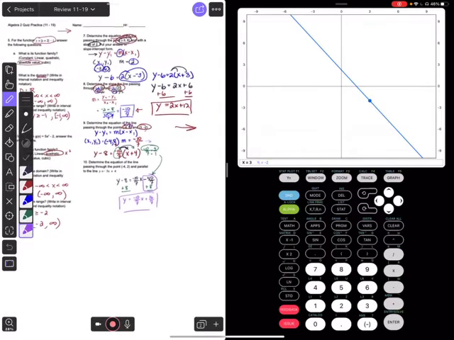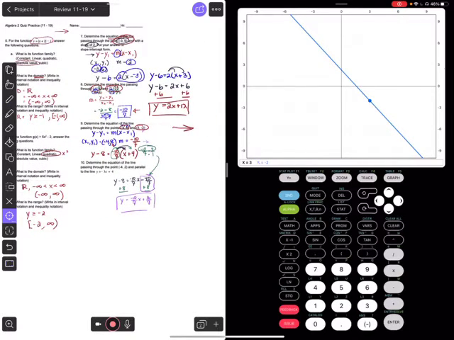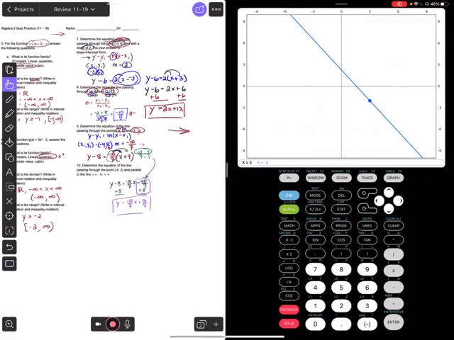Let's see if I can move any of this stuff. Not going to let me.